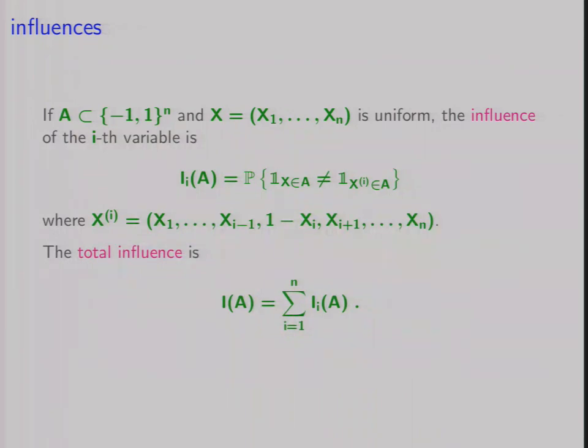Now I want to look at what's the probability that your vote decides. That is, if you change your vote, then the outcome changes. That's the influence of the ith variable. If you change your vote, then the whole outcome becomes different. So this is called the influence of the ith variable, and the total influence is just the sum of the influences. Now we sum all these numbers.